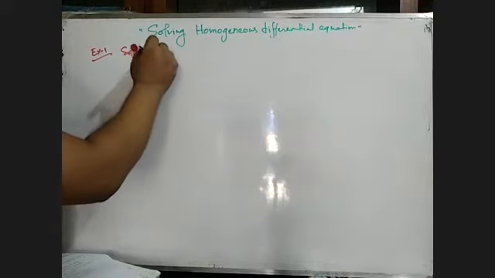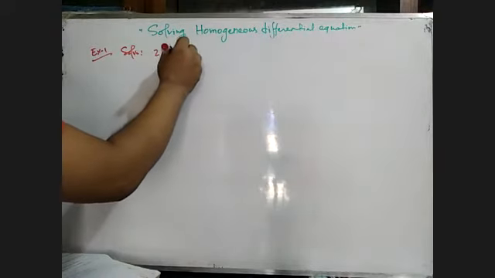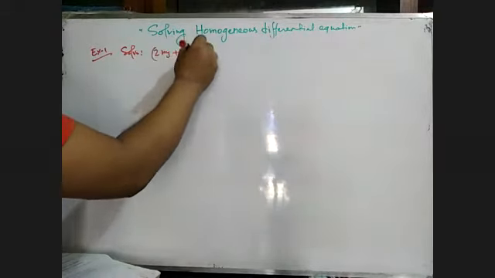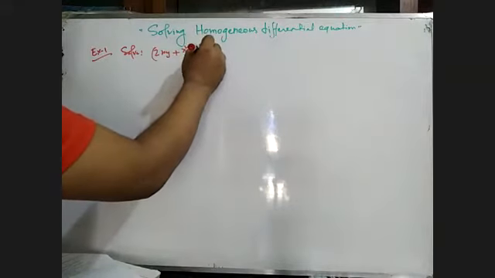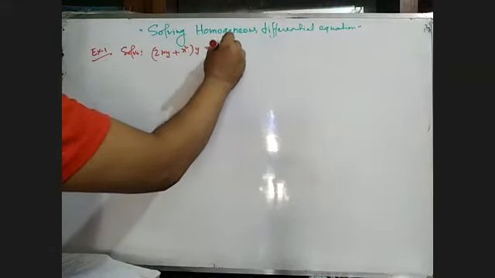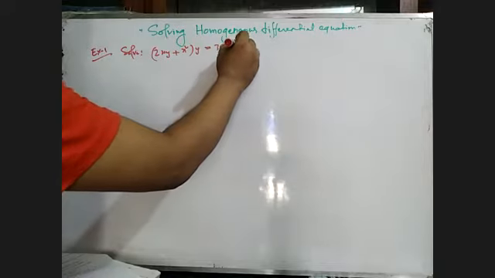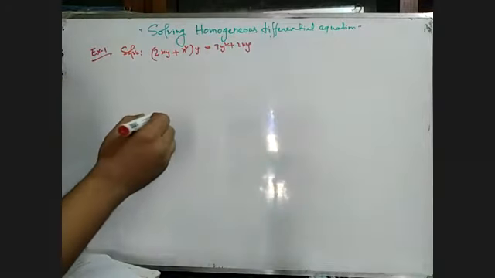2xy plus x square into y dash equals to 3y square plus 2xy.